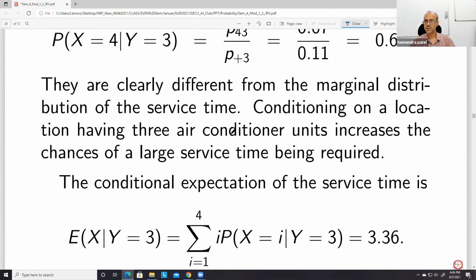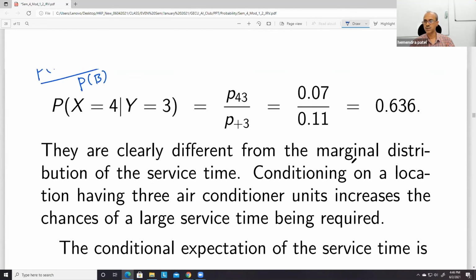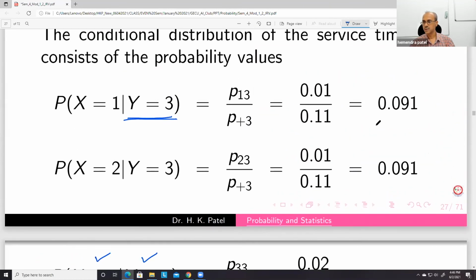So this thing you can see, conditioning on a location having 3 air conditioners in it increases the chances of a large service time being required. So then you can see that.